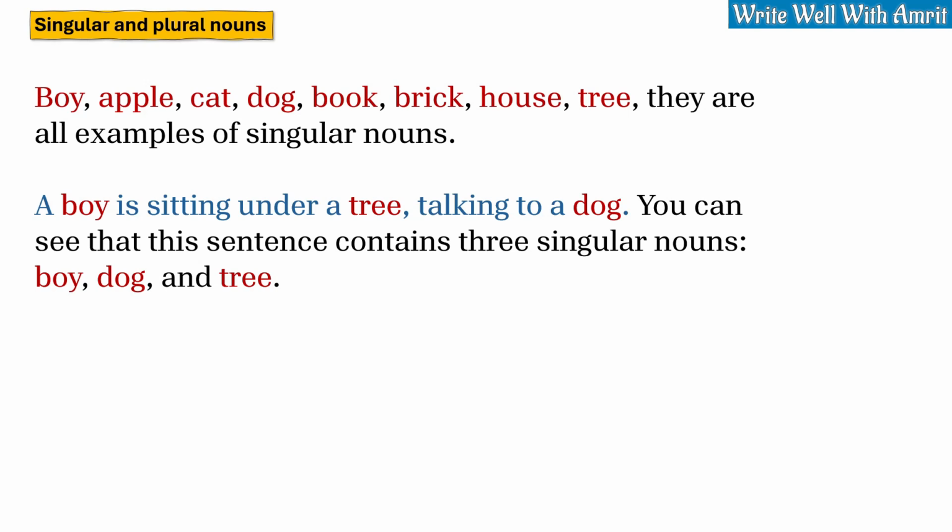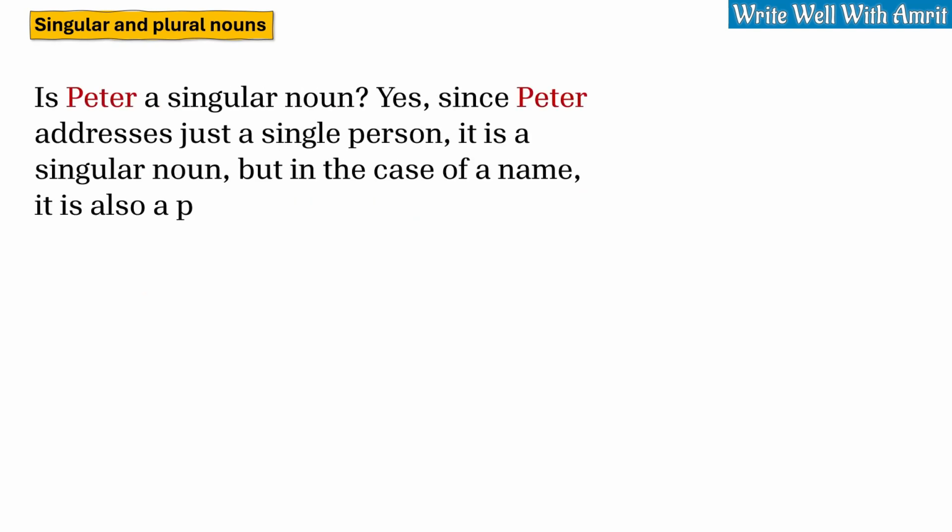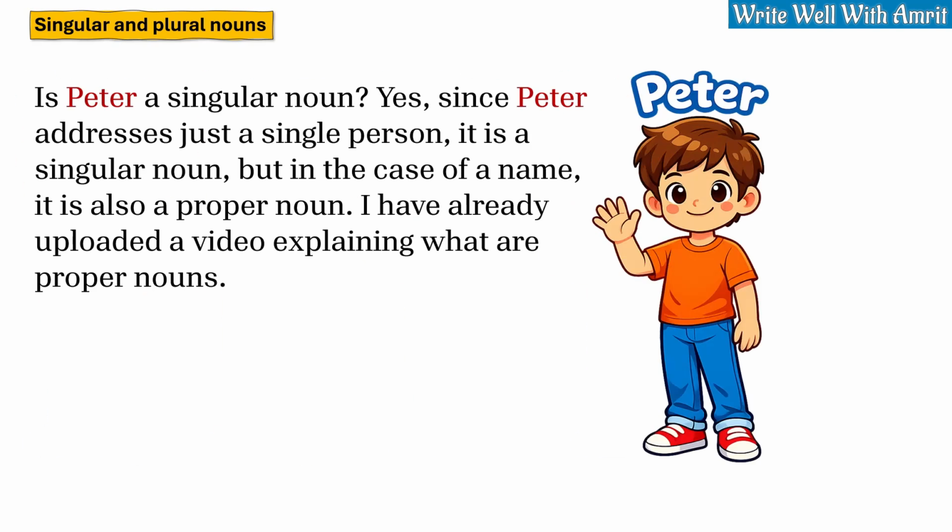A boy is sitting under a tree talking to a dog. You can see that this sentence contains three singular nouns: boy, dog, and tree. Is Peter a singular noun? Yes. Since Peter addresses just a single person, it is a singular noun. But in the case of a name, it is also a proper noun. I have already uploaded a video explaining what are proper nouns.